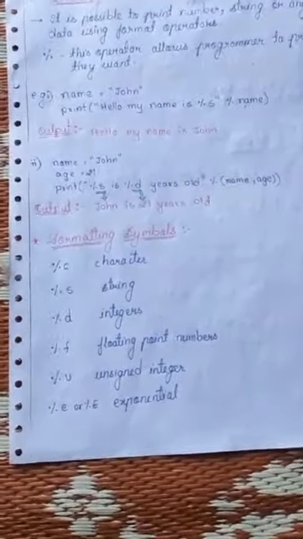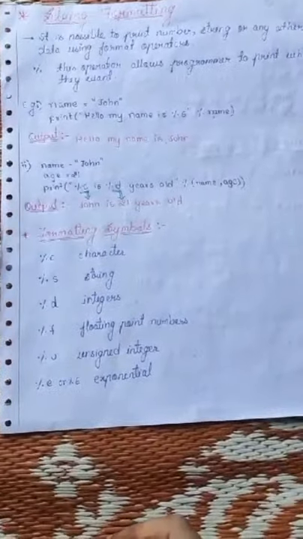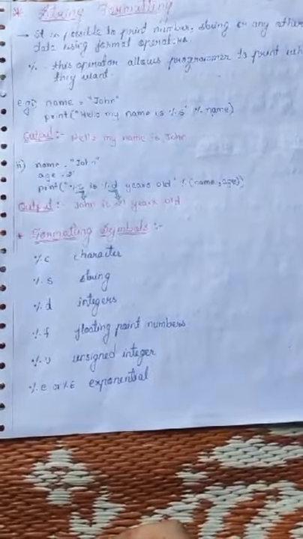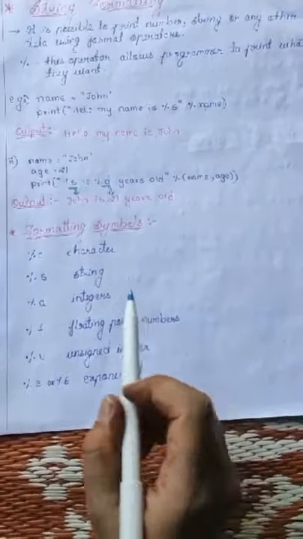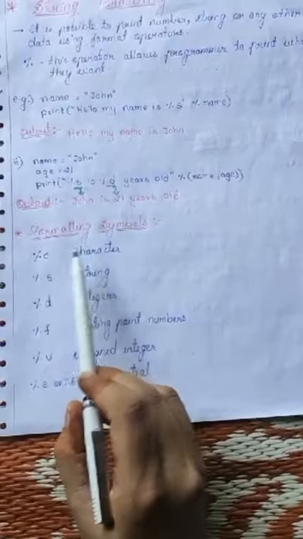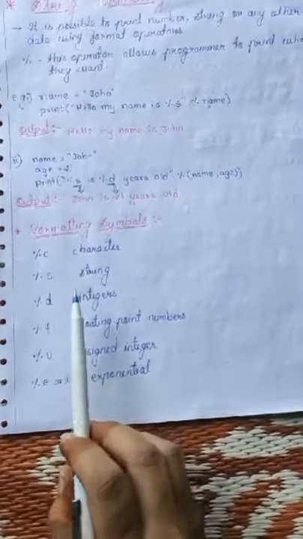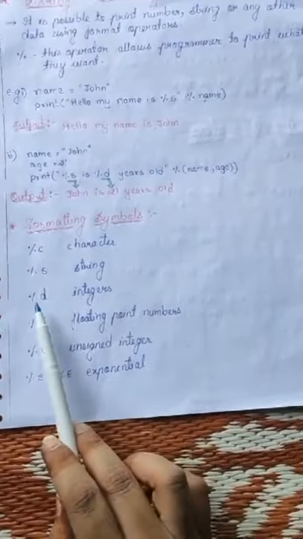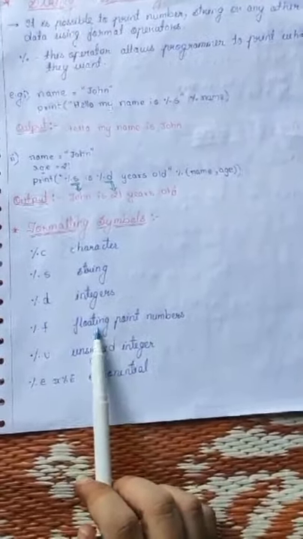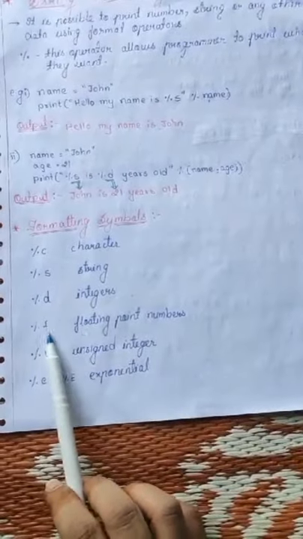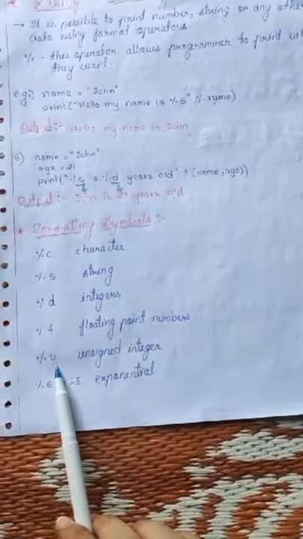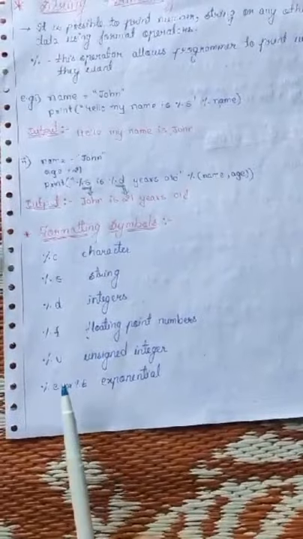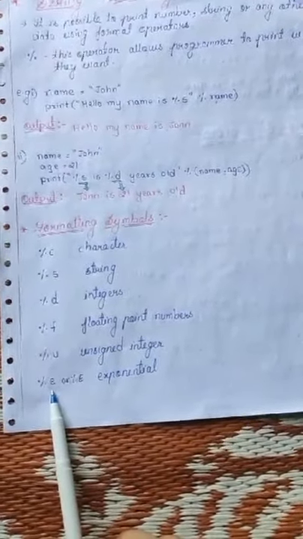Now let's see for which different types of data we have different format specifiers, or you can say format symbols. If you want a single character, you will use c. For string, s. For integers or decimal numbers, you will use d. For floating point numbers, you will use f. Then for unsigned integer, you will use u. And for exponential, you can use either small e or capital E.